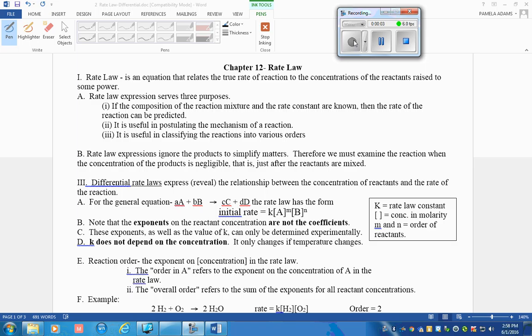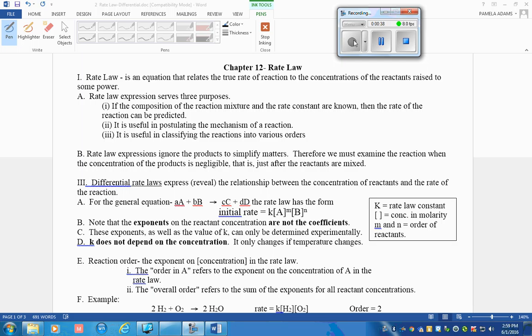We're going to continue our discussion about kinetics with the rate law. It's an equation that helps us relate how fast a reaction occurs when we take into account its concentrations. And these concentrations are raised to some power. The rate law lets us know how fast it could go. We can predict how fast. It can tell us the steps of a reaction, and we can also find the orders of the reaction.